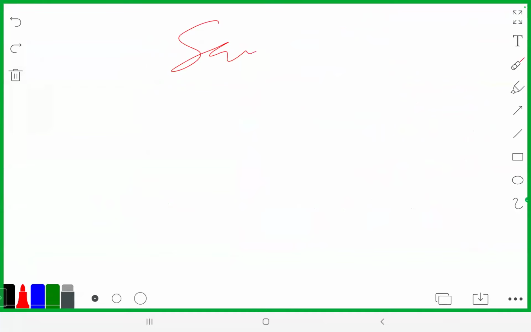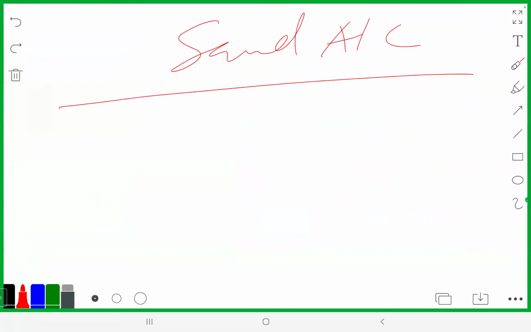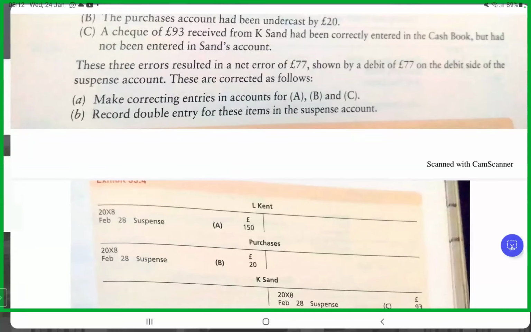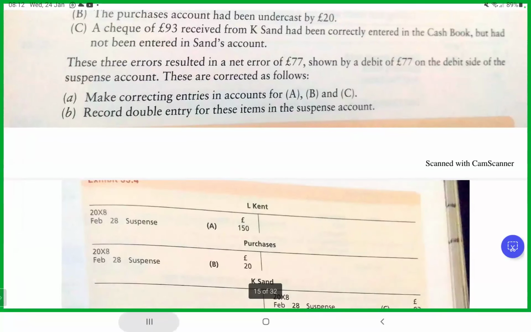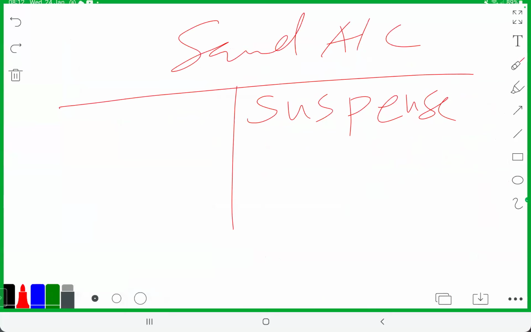Sandy's account is being credited. Why are you crediting? Because he issued a check. Now, which account he was wishing to pay, we don't know. That's why we put a suspense account. He issued a check of 93, right? Which account it was for, we don't know.